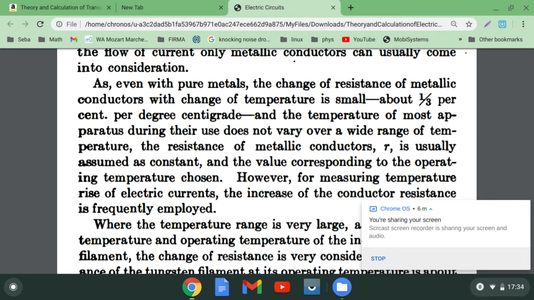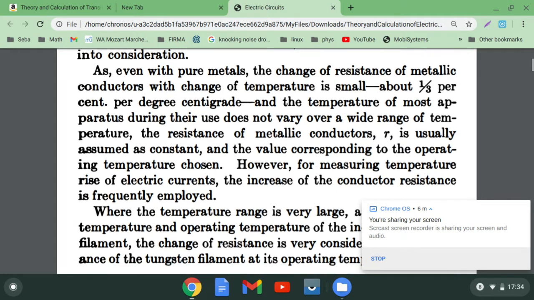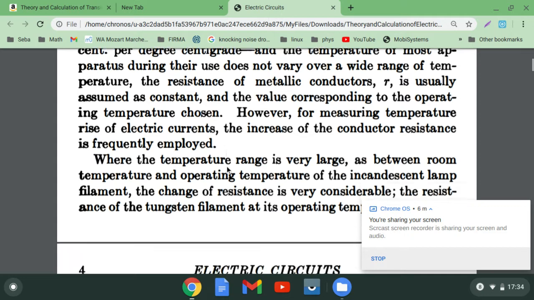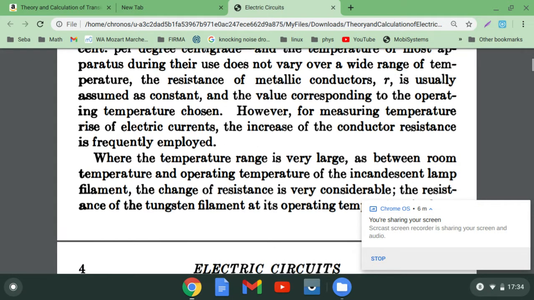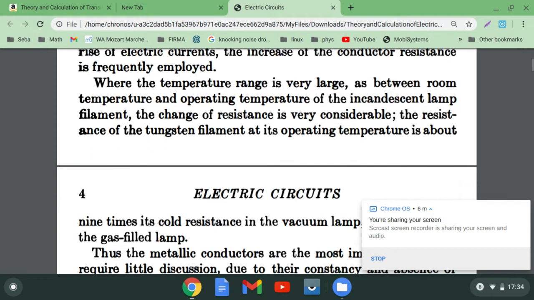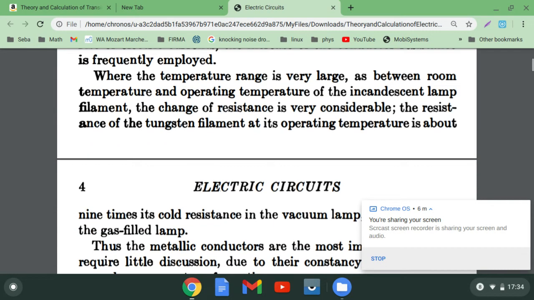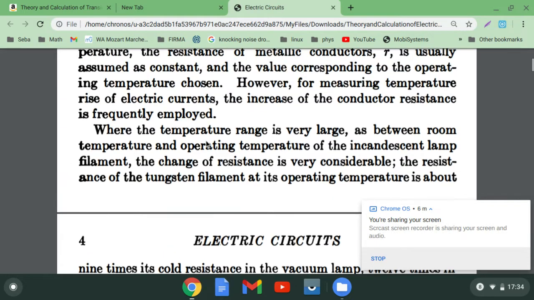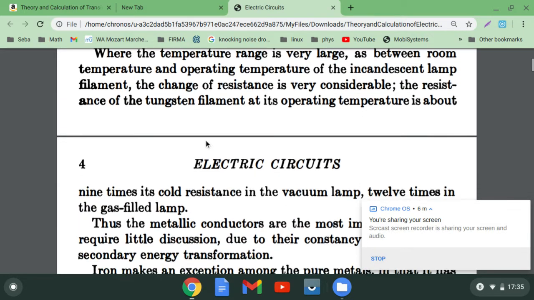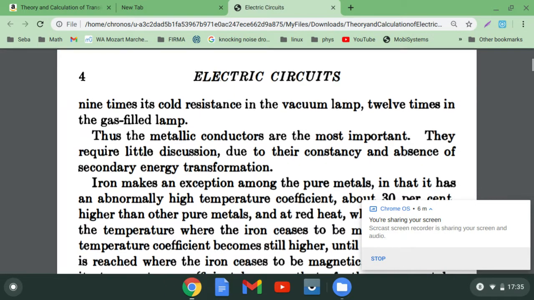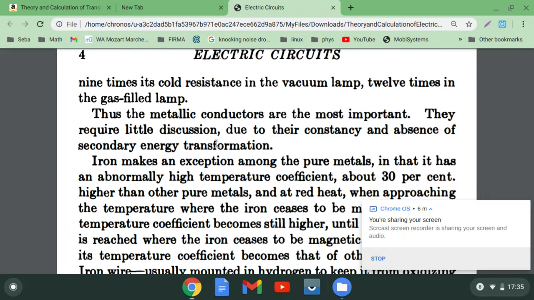The resistance of metallic conductors R is usually assumed as constant, and the value corresponding to the operating temperature chosen. However, for measuring temperature rise of electric currents, the increase of the conductor resistance is frequently employed. Where the temperature range is very large, as between room temperature and operating temperature of an incandescent lamp filament, the change of resistance is very considerable. The resistance of the tungsten filament at its operating temperature is about 9 times its cold resistance in a vacuum lamp, 12 times in the gas-filled lamp.